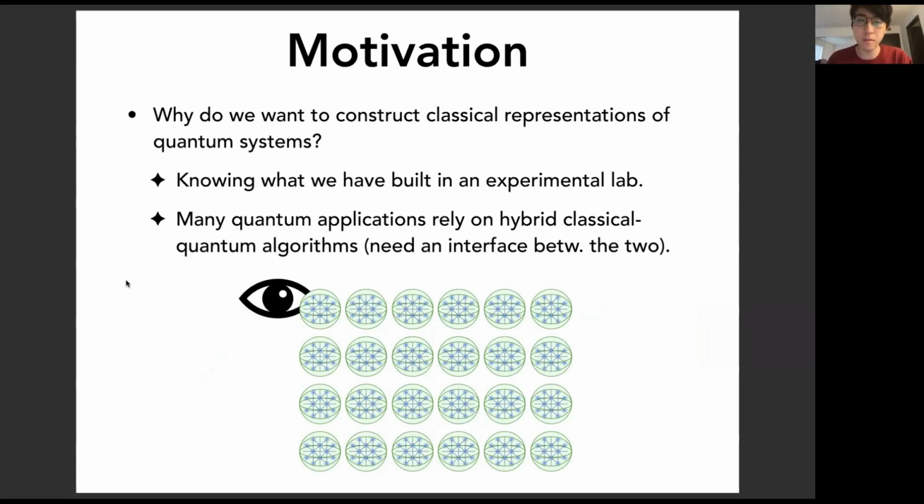Another important motivation is the variational quantum algorithms that I've been talking about in the tutorial. A lot of these quantum applications require hybrid classical-quantum algorithms, where a quantum computer prepares states and a classical computer is used to optimize the quantum computer, such as minimizing a Hamiltonian. You really want a very efficient interface between the quantum computer and the classical computer, such that you can do the optimization or these hybrid algorithms much more efficiently.